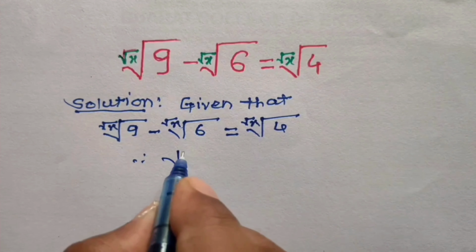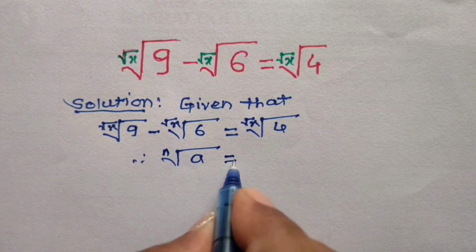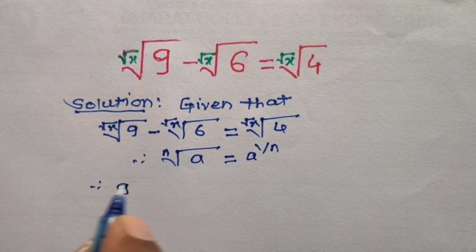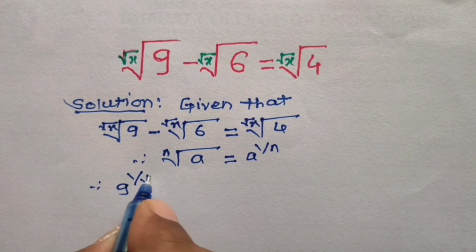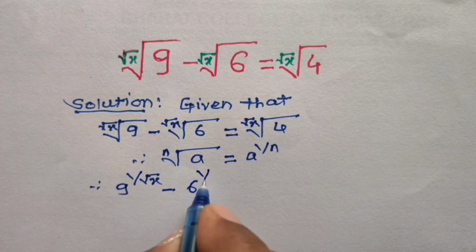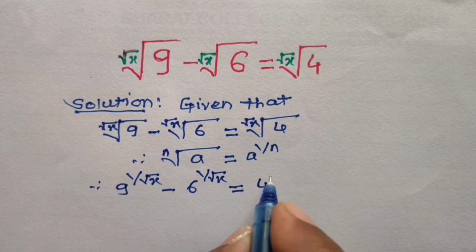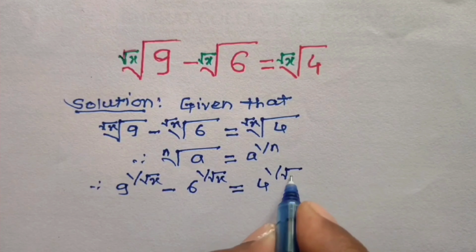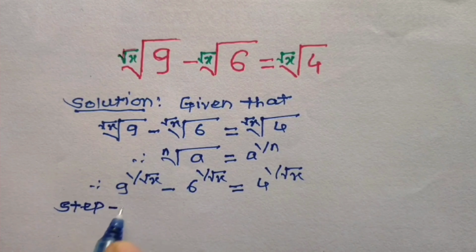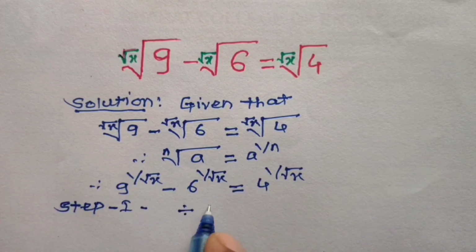This equation we can write in a different form, which is also exponential form. Applying this law of indices, nth root of a is equal to a to the power 1 upon n. Hence, the equation becomes 9 to the power 1 over root x minus 6 to the power 1 over root x is equal to 4 to the power 1 over root x.